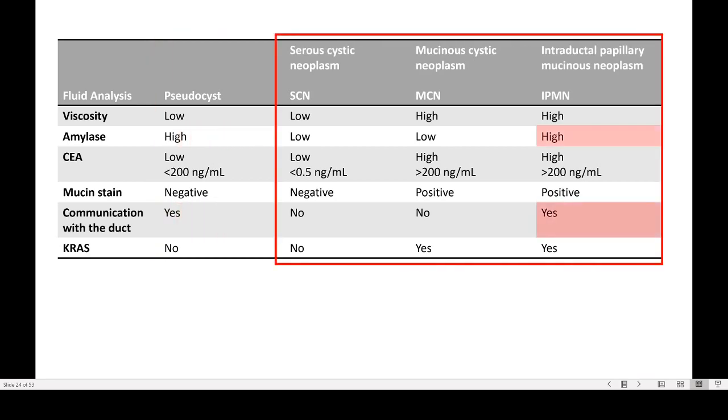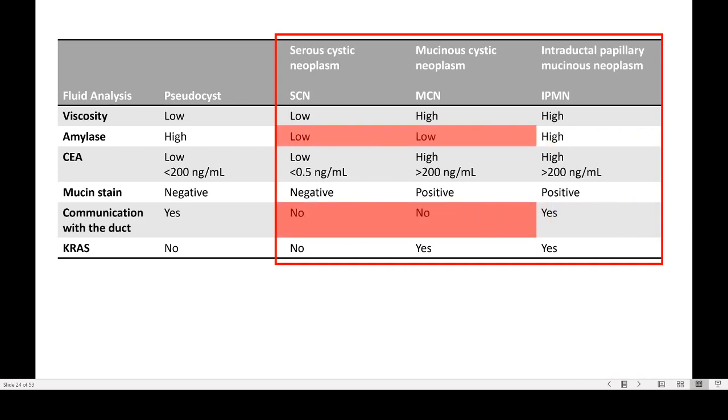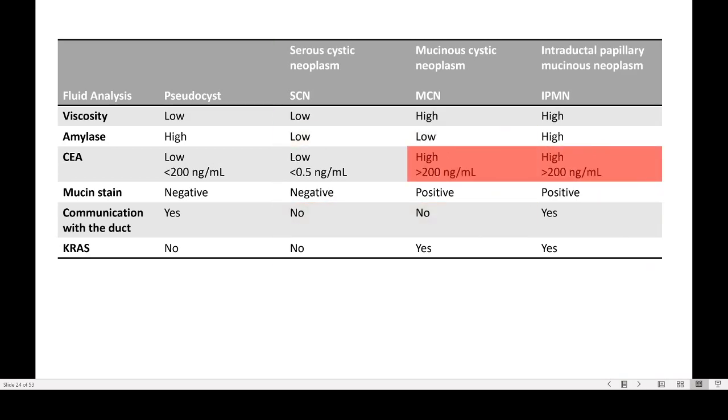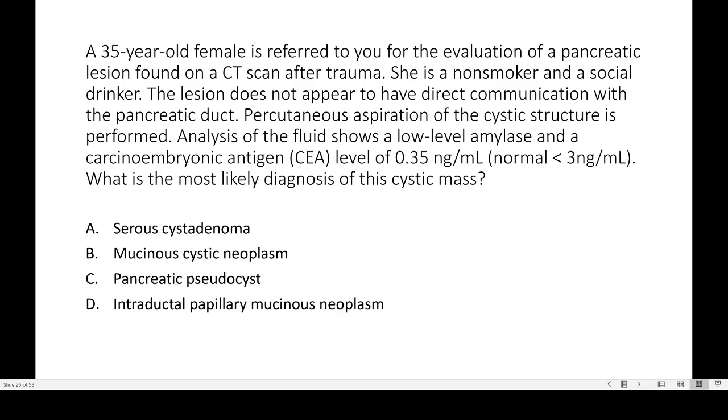Now look at IPMN. It tells you in the name, right? It's intraductal. Therefore, what do you expect the amylase to be? You expect it to be high because amylase goes through the duct. And if you look at serocystic and mucinous cystic, they have no communication with the duct, so amylase is low. And lastly, the tumor marker, CEA, is associated with higher chance of malignancy because it is a tumor marker. So IPMN and mucinous cystic are the 2 lesions associated with higher chance of malignancy, and pseudocyst and serocystic are not. Now, let's do these questions again.